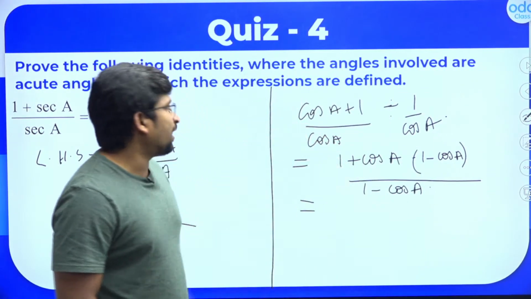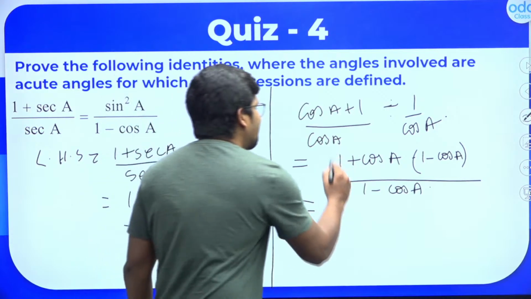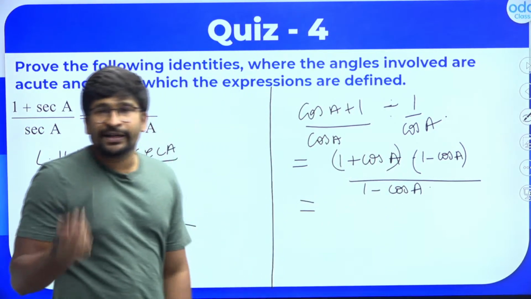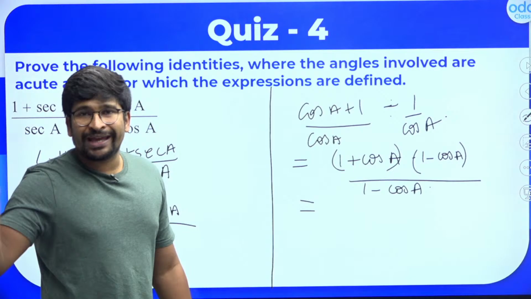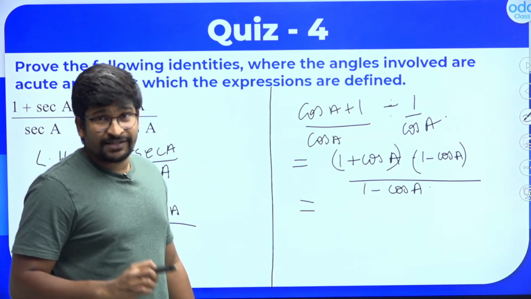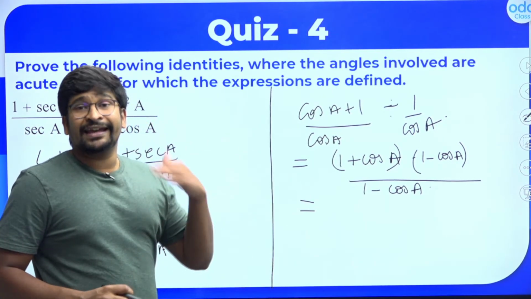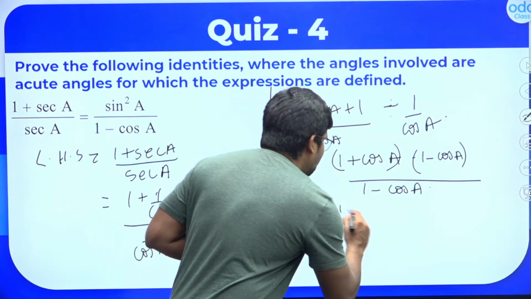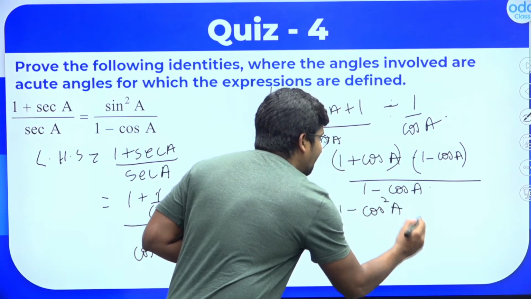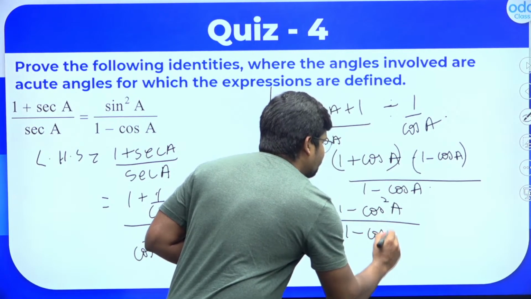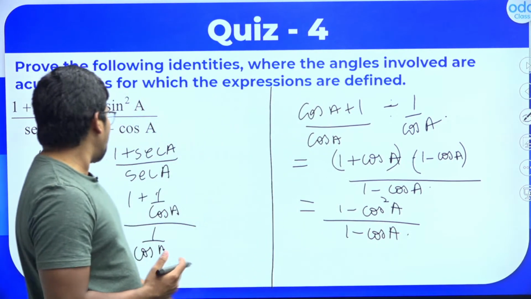So on the numerator, what do you have? 1 plus cos a into 1 minus cos a. Can't I apply a plus b into a minus b formula? A plus b into a minus b is a square minus b square, right? So 1 plus cos a into 1 minus cos a, I can write it as 1 minus cos square a whole divided by 1 minus cos a. Correct? Whole divided by 1 minus cos a.